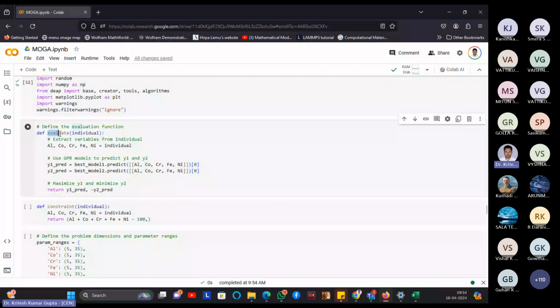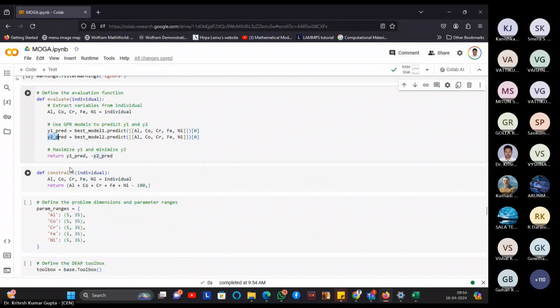So I will define the objective function. This is the objective function evaluate. I'm taking aluminium, chromium, cobalt, chromium, ferrous, and nickel as the individual features. So y1 predict takes best model 1. This best model 1 corresponds to the best model we got for Young's modulus, and best model 2 is the best model we got corresponding to density. So y1 predict and y2 predict are the two responses, and as you can see, negation is there for y2 here. We want to minimize it.